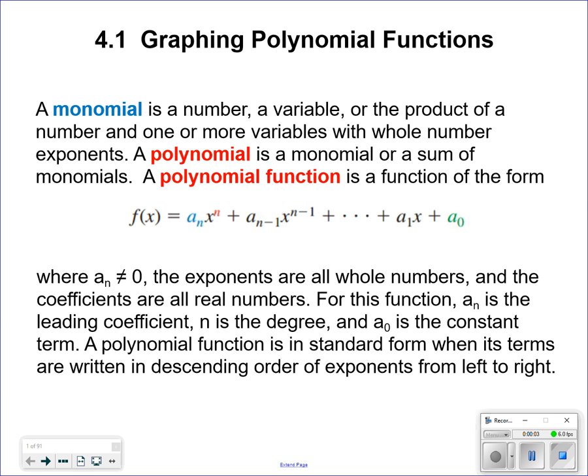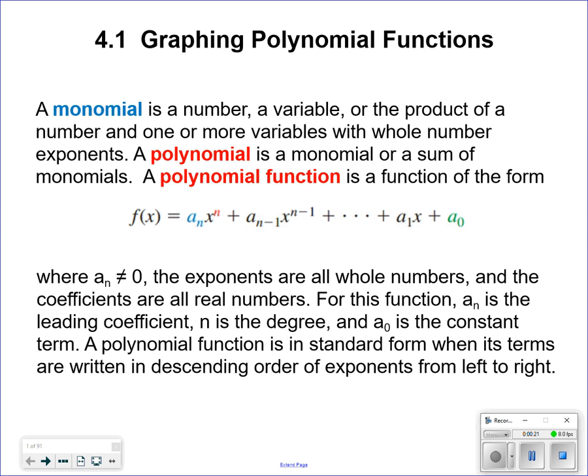All right, welcome back. Hononegah Honors, Algebra 2. Section 4.1 is dealing with graphing polynomial functions, and you are going to need a graphing calculator today. So I'll have to toggle back and forth to a graphing calculator as we get to the graphing calculator questions. But here we go.